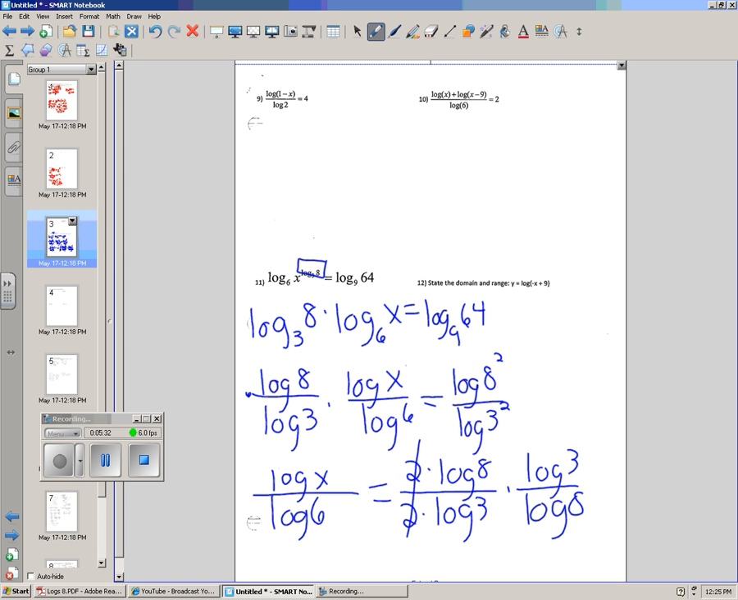So now we can cancel a bunch of things, and on the right-hand side, we're left with 1. So we have log x over log 6 equals 1, which means log x equals log 6, so x is just the number 6.